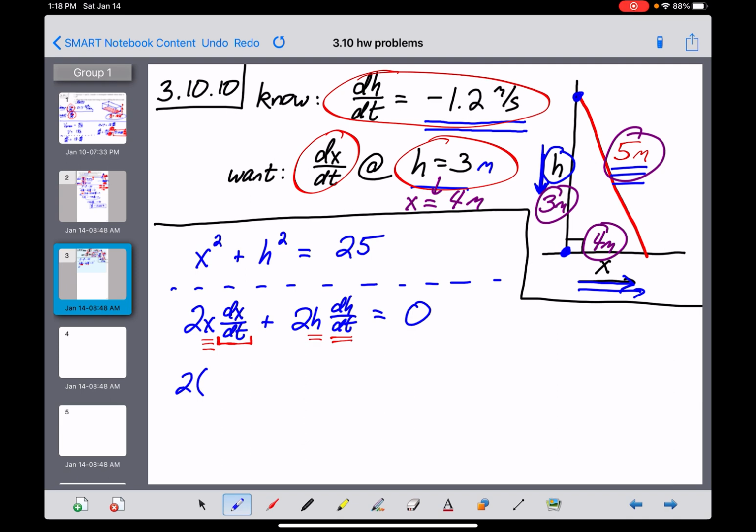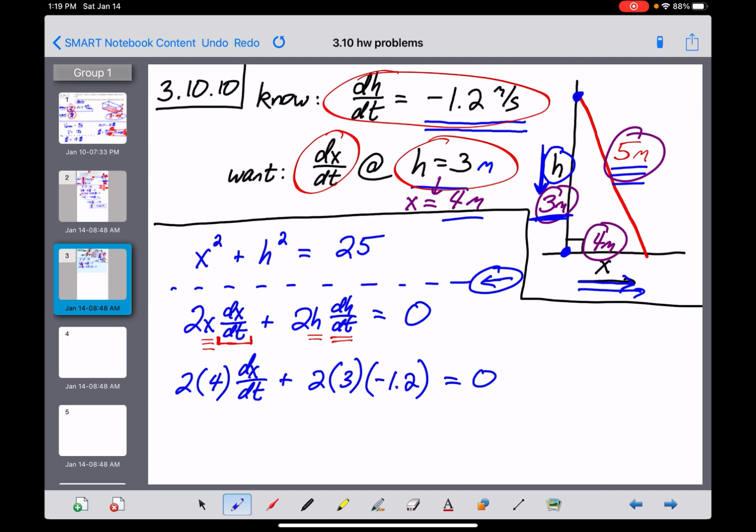2 times an x value of 4. Let me say this again: 4 is a time-specific value. You can only use it after you've taken your derivative, which we did right here, and that's why I drew that little dotted line. So now it's okay to put in time-specific values. We don't know dx/dt, that's what we're looking for. Plus 2 times a height value of 3 meters, and once again, that's time-specific, but we can use it because we've already differentiated. Multiplying by dh/dt, which is a negative 1.2, all of which is equal to 0.